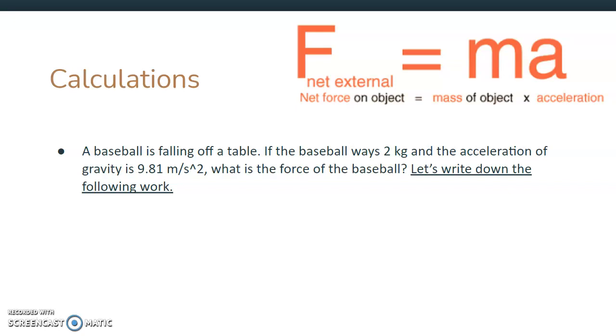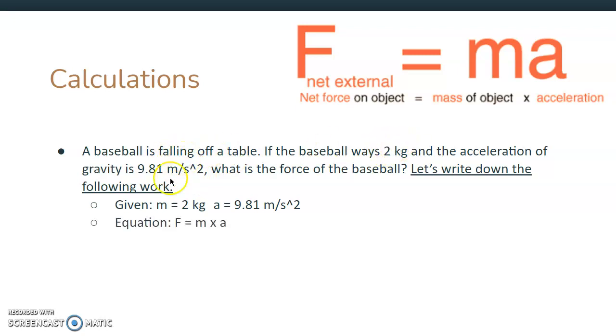So here are some of our examples that we're going to be doing. The idea here is a baseball is falling off a table. If the baseball weighs 2 kilograms and the acceleration of gravity is 9.81 meters per second squared, what is the force of the baseball? So just like we've done all of our problems, we always start by writing down what we're given. So we want to write down whatever our numbers are, but in terms of our variables. So when we see kilograms, we think mass, we think m. And then acceleration is a, and it's measured in meters per second squared. So we only have two numbers. We have our mass and our acceleration.